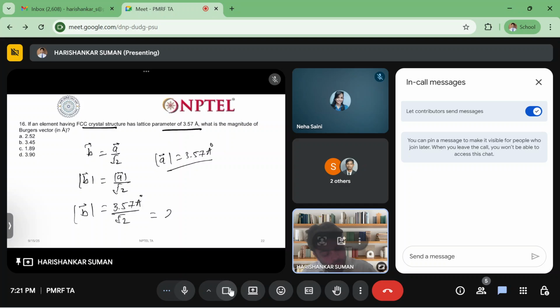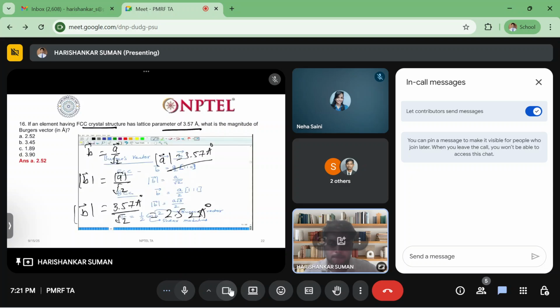Hydrating 2.5 angstrom. So the answer is 2.5 angstrom. Okay, next question. For BCC, body centered cubic, please calculate this.